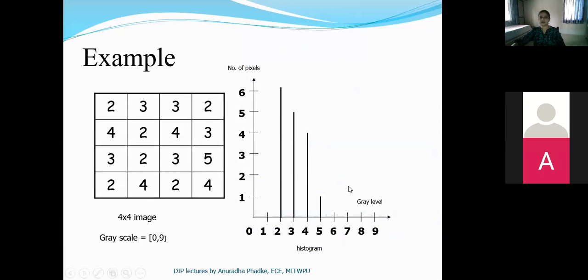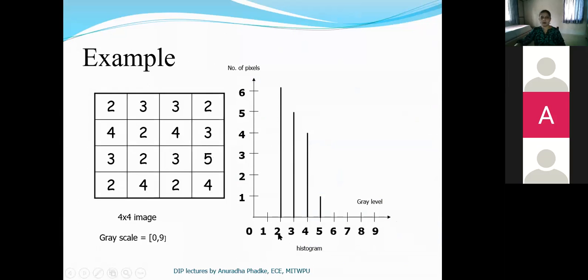So this is the histogram of the given image. On the x-axis, we have all gray values as given in the problem. There are 10 gray values, so your x-axis ranges from 0 to 9, and the y-axis gives you the number of pixels belonging to each gray value.